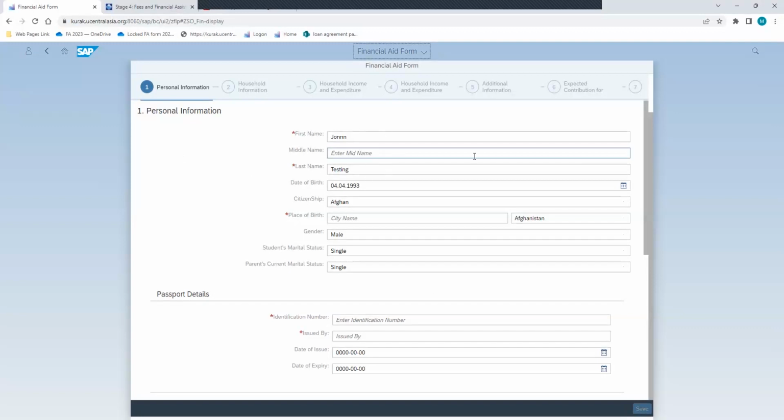Usually the first name, the last name and the date of birth are automatically entered. But please make sure you check them as well. So in my case, first name is John, last name is Testing, and probably I can also enter some middle name.